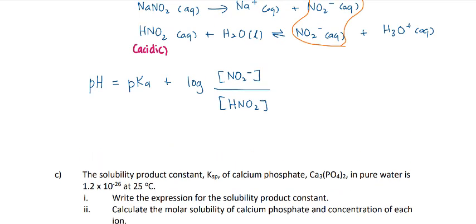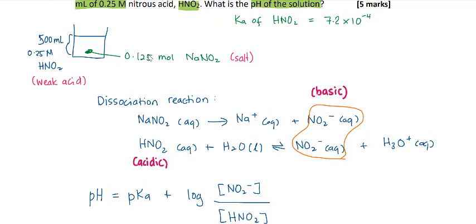Since the solution is made up by dissolving 0.125 moles of NaNO2 in 500 ml of 0.25 molar, we assume that with the addition of 0.125 mol of NaNO2, the volume is still 500 milliliter. So here we already have the concentration of HNO2, which is 0.25. Now we need to find the concentration of NaNO2. We have the mole, we have the volume. So the concentration of NaNO2 is 0.125 moles over 0.5 liter.